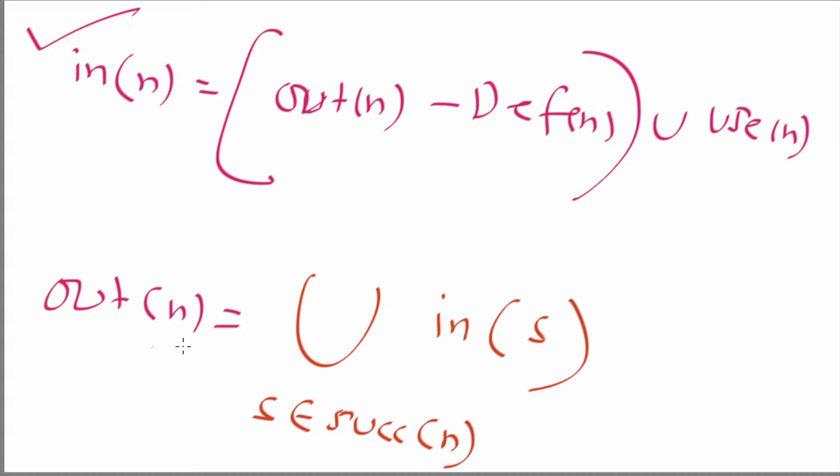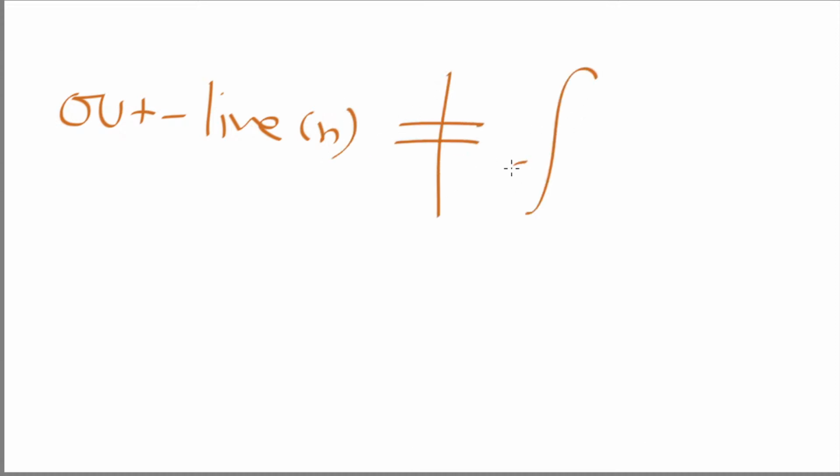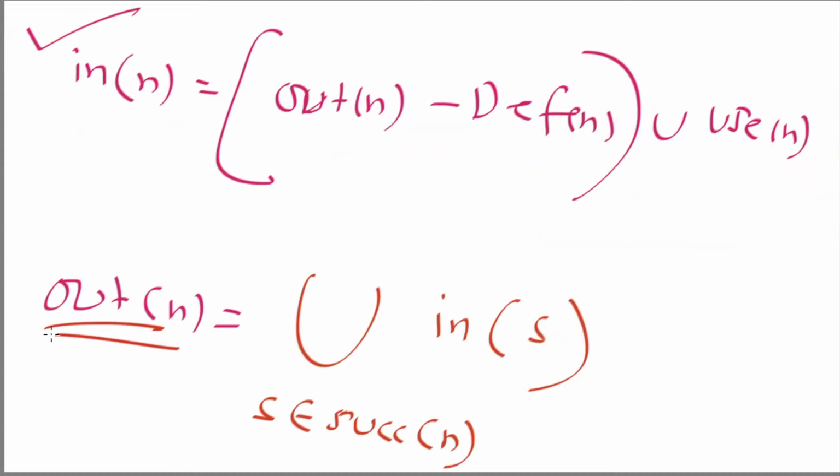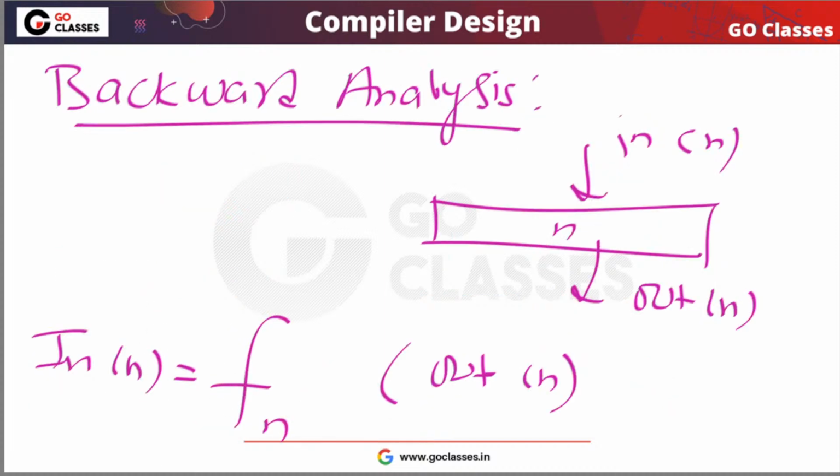Okay, so you can notice outlive of n is not a function of inlive of n. Correct? Yes or no? Outlive of n is not a function of inlive of n. Outlive of n is a function of inlive of successors. But inlive of n is a function of out of n. So this is the definition of backward analysis, forward analysis.